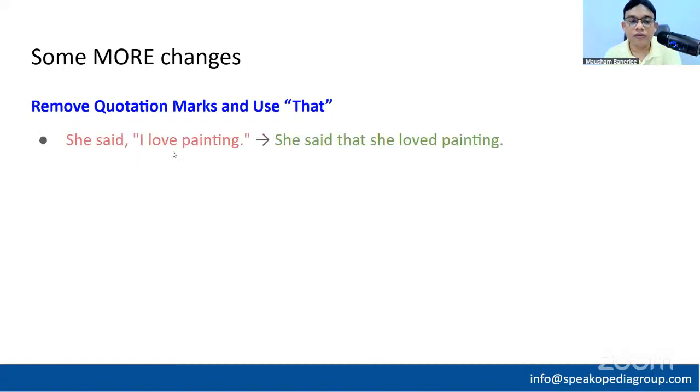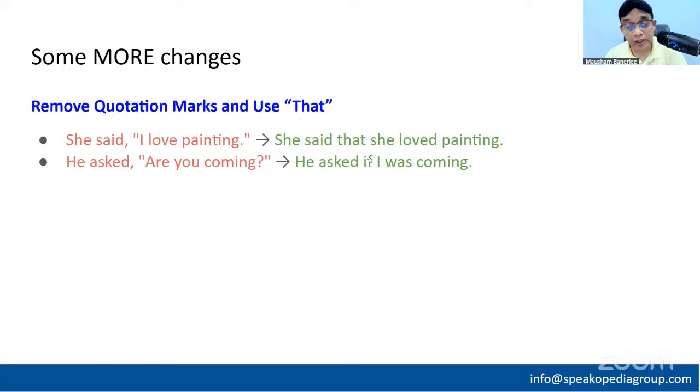Now see this. I love painting. This is within quotation, starting and end quotation. If I put it in indirect speech, the quotation has to be removed. You cannot use quotation in indirect speech. So, she said that she loved painting. Here you see there is no quotation. In indirect speech, we never use quotation. Remember this. He asked, are you coming? Again, there is a quotation here. But in indirect speech, we never use the quotation. He asked if I was coming. So the quotation has been removed. Clear?